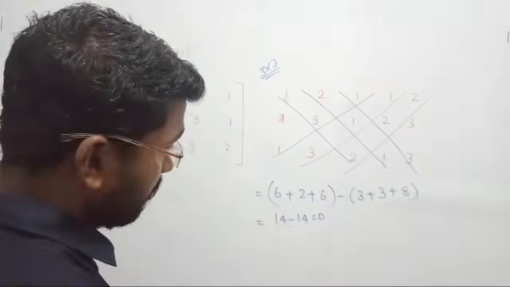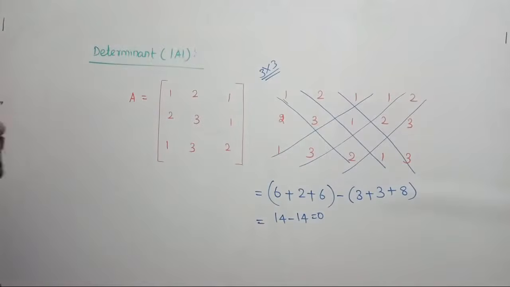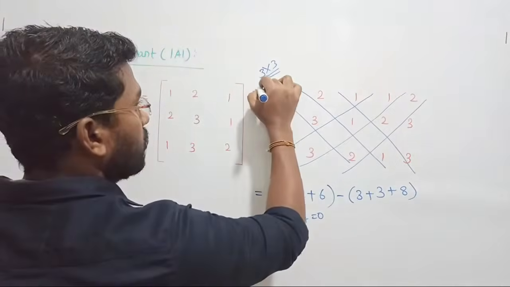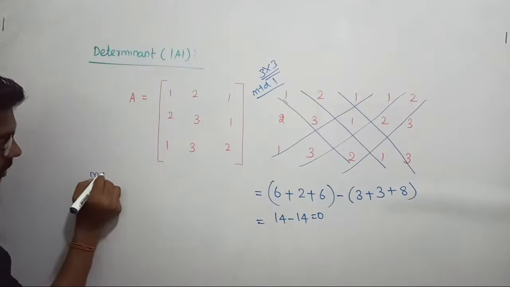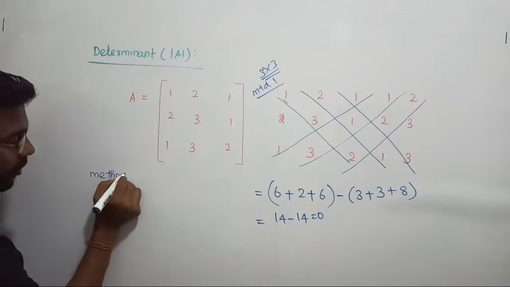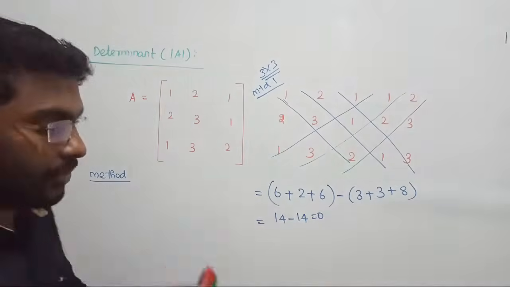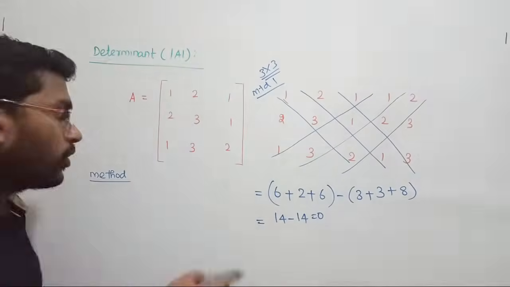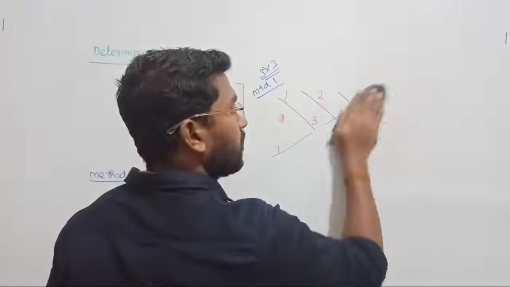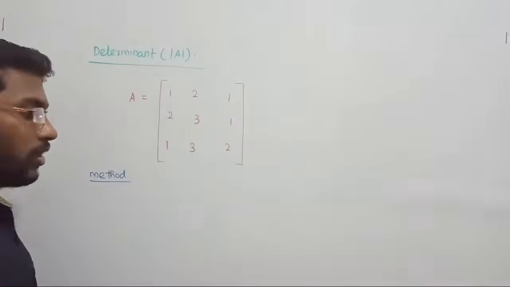Is there a mistake? I think that is correct. Okay, let's see method number 2. You can go with method 1 or with method number 2. Method number 2 uses the row and column submatrix. Let us go ahead with the second method.